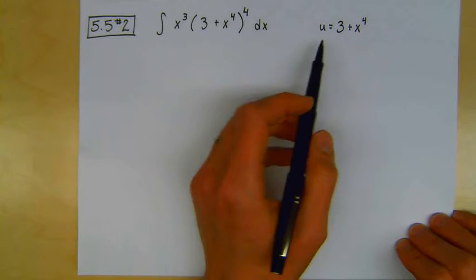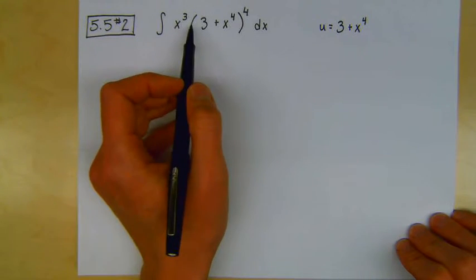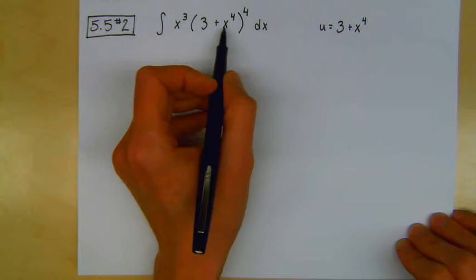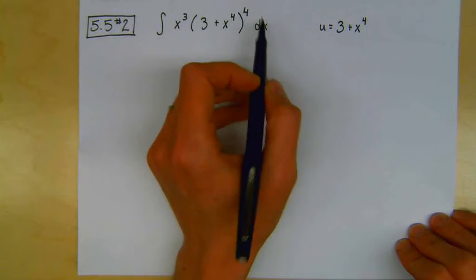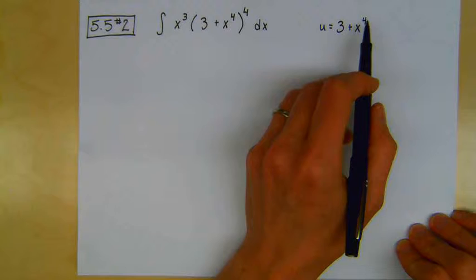The first problem that we're looking at, the way that I have it written, it's the integral of x cubed times 3 plus x to the 4th, all raised to the 4th. And they give us a hint that our u-sub can be 3 plus x to the 4th.